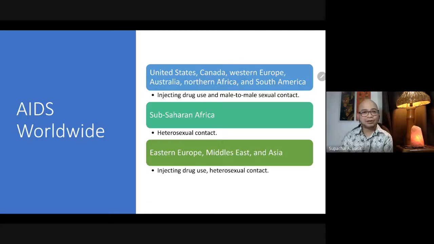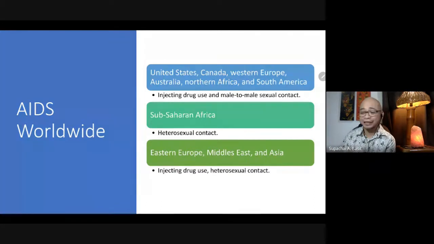And do you know that it's common all over the world? So that's the reason why it is considered as a pandemic. In Western countries, even in Northern Africa, the most common is through male to male sexual contact and injecting drug use. In sub-Saharan Africa, it is heterosexual contact.